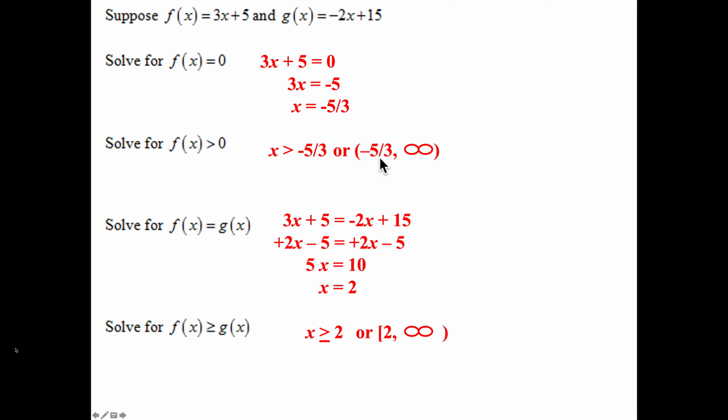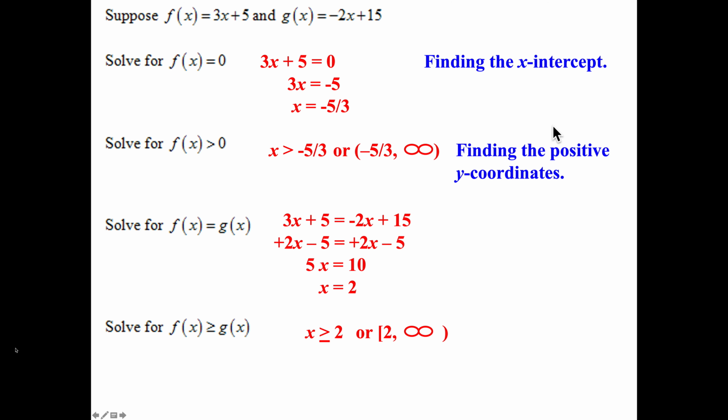All right, so we have our interval notations or your inequalities. In essence, for the word problem, this first part was really finding an x-intercept. This was looking for all positive y coordinates of the function. Remember, f of x is the y, so where are all the y coordinates greater than 0?